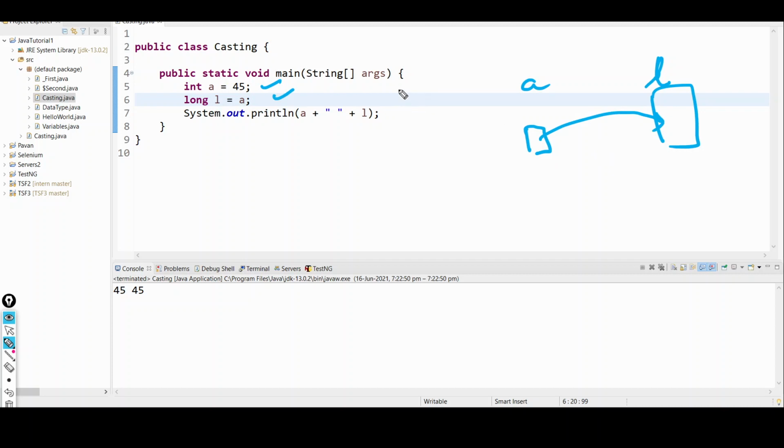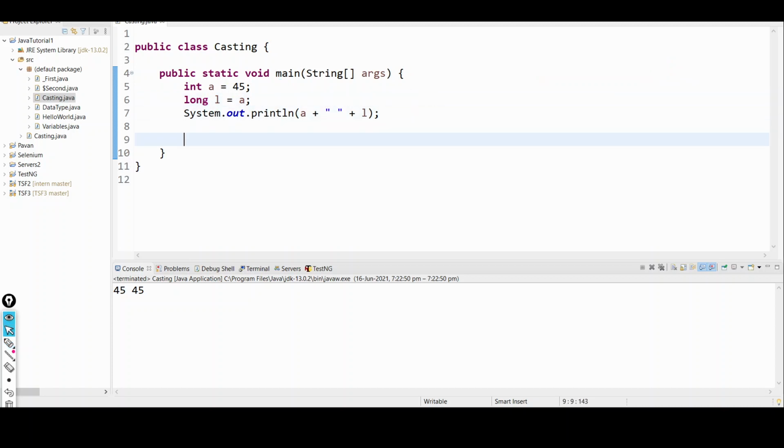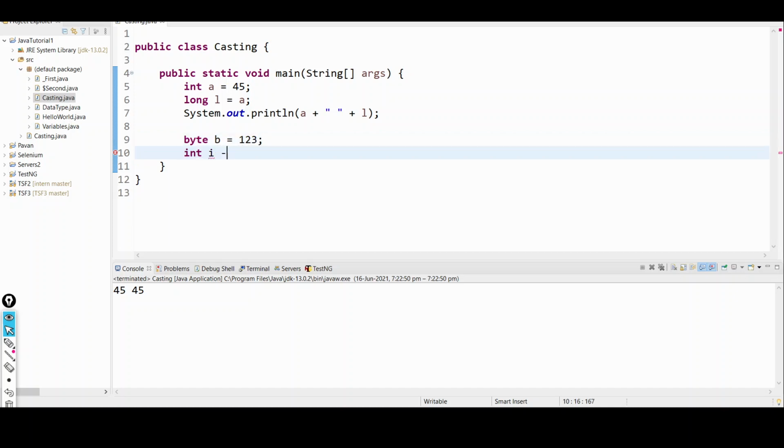So as I said, if the task is carried out easily, then there is no need to write any extra code, right? It is a cakewalk. So clear to all of you? Yes. So now let's take another example as well. Byte b equals 123, and int i equals b. Can I do that?